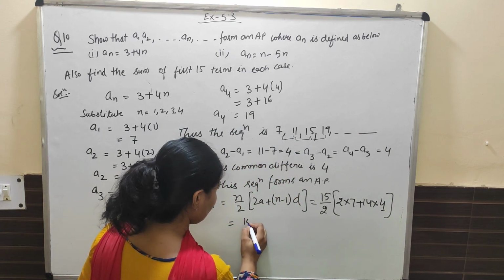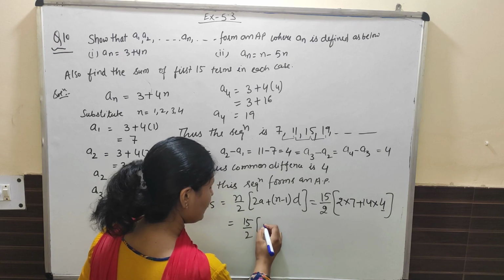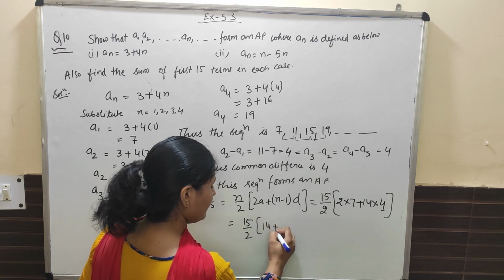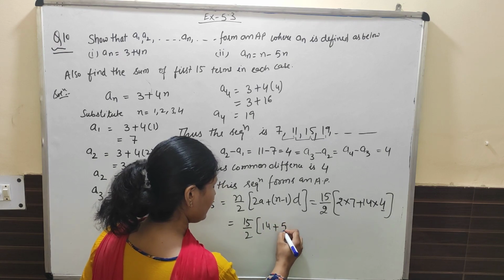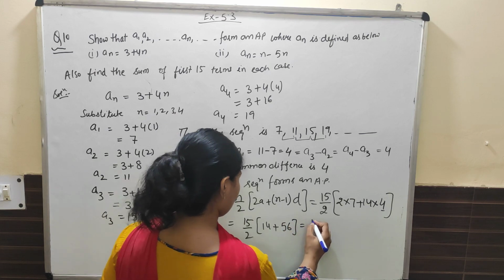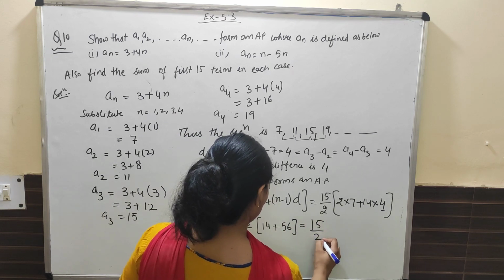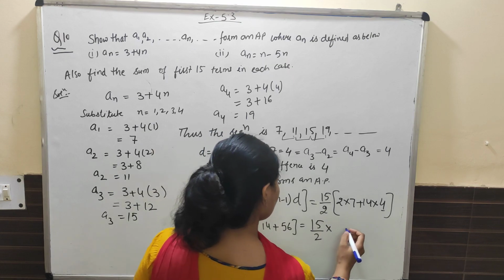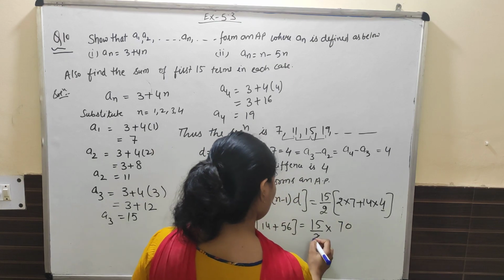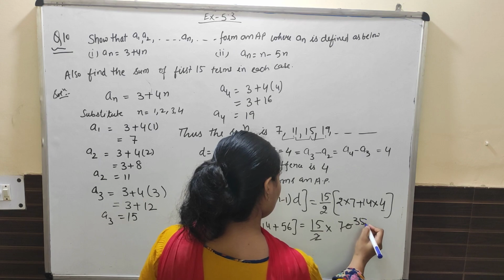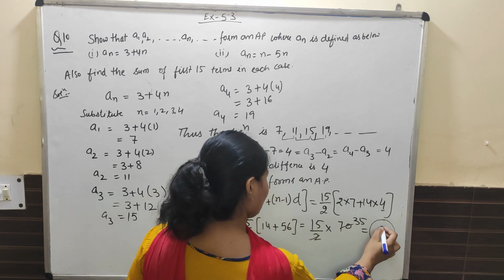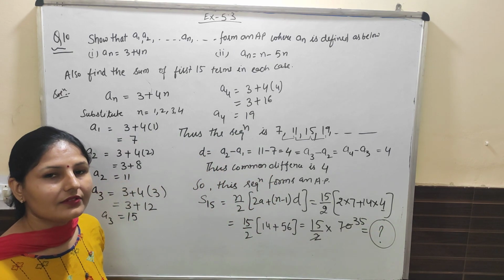Now solve it. 2 7s are 14, plus 14 4s are 56. 14 plus 56, 70, 35. Now you have to calculate yourself.